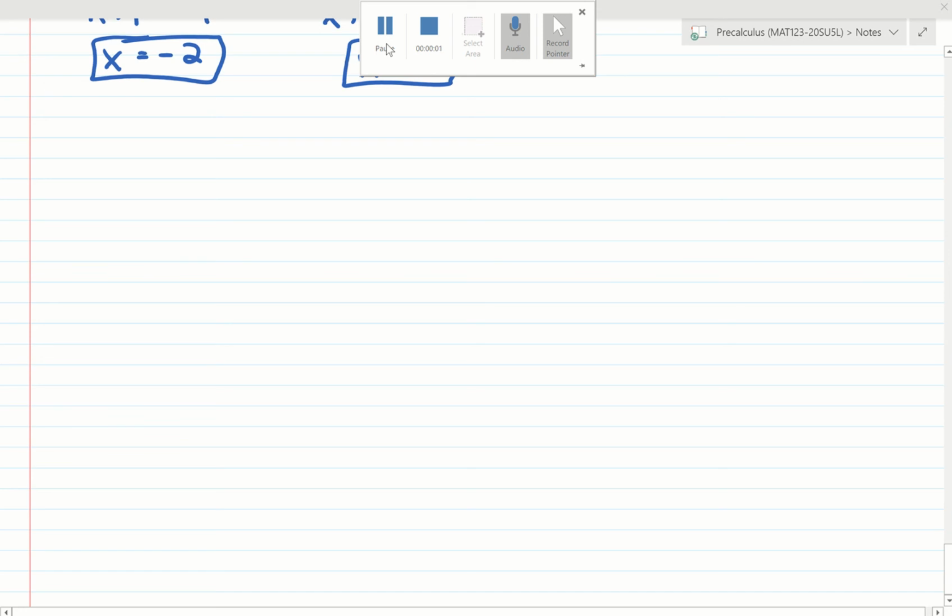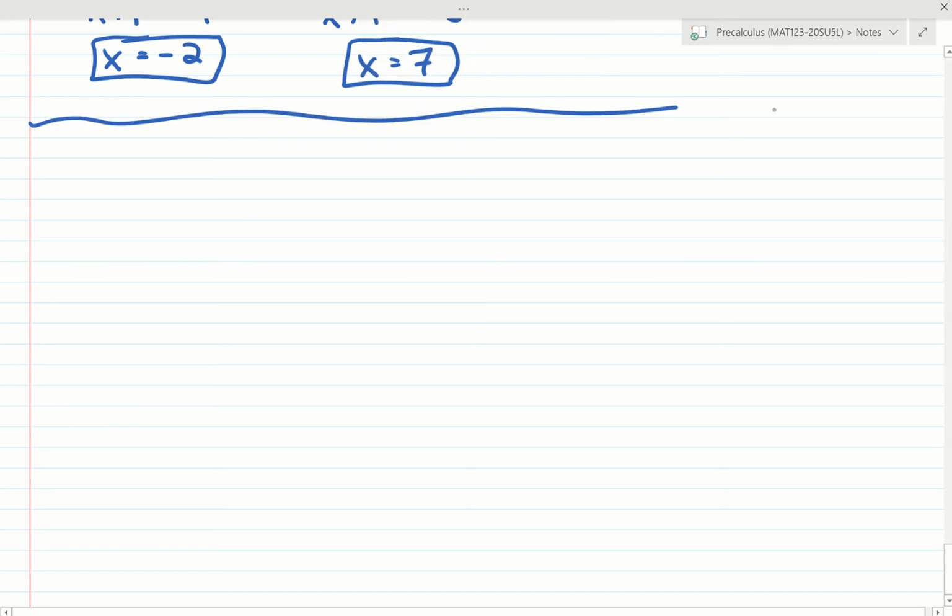Okay, so in this next section, 9.4, it's actually one of my favorite lessons. I really like trigonometry, but section 9.4 is pretty awesome. It's called partial fraction decomposition.